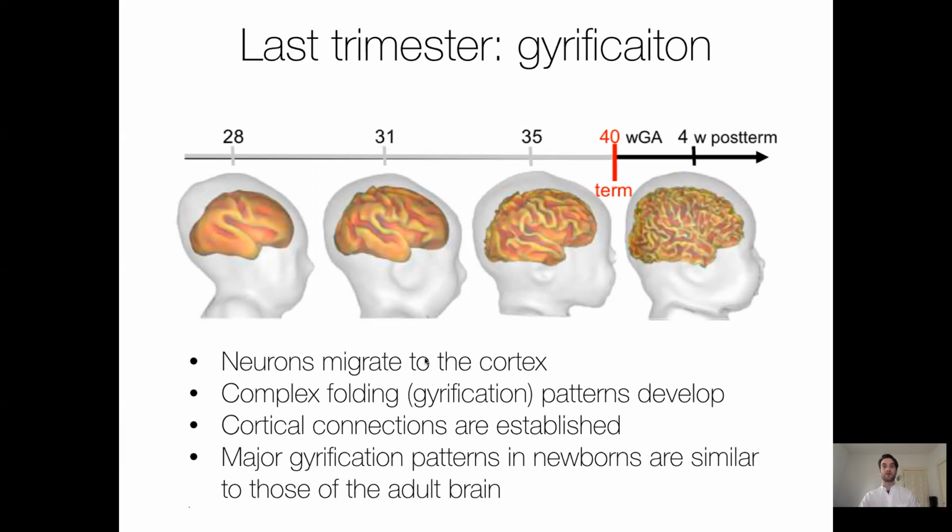As neurons start migrating to the cortex and getting in place, what starts happening is this complex folding, which in neuroscience we call gyrification. The sulci are the dips, the gyri are the peaks. Those patterns of gyri start to really develop. Lots of cortical connections are established, and the brain starts to fold itself into the way that it will ultimately be folded when it comes out of the womb, because it turns out that the major gyrification patterns in newborns, right when they are born, are very, very similar to the adult brain.